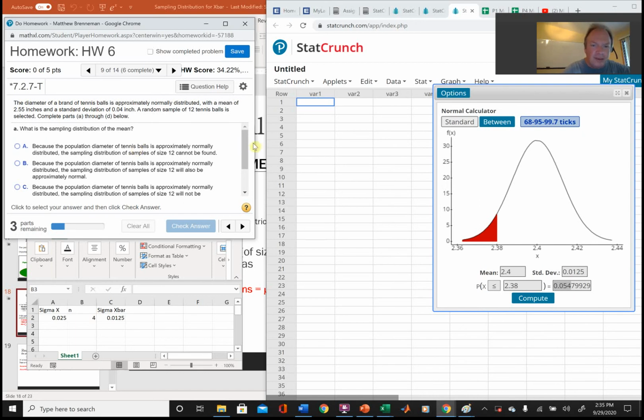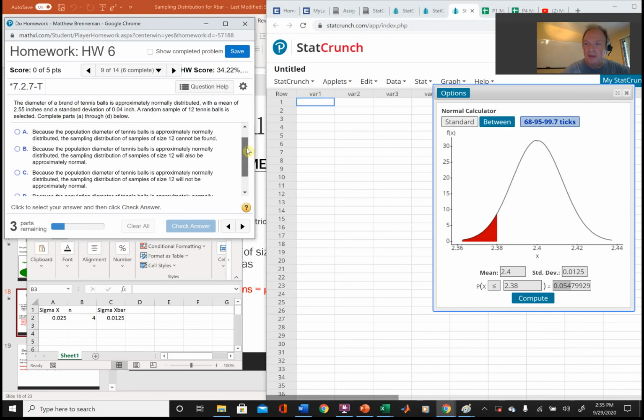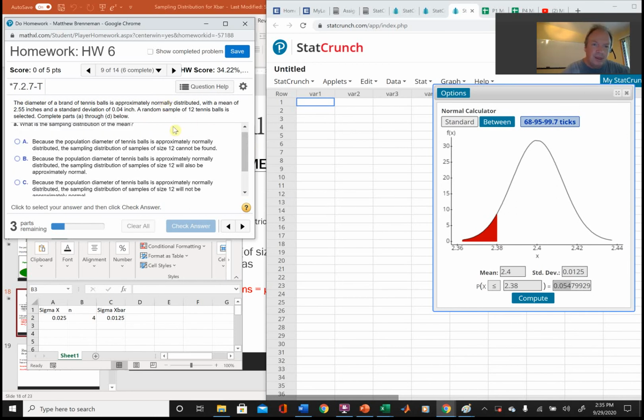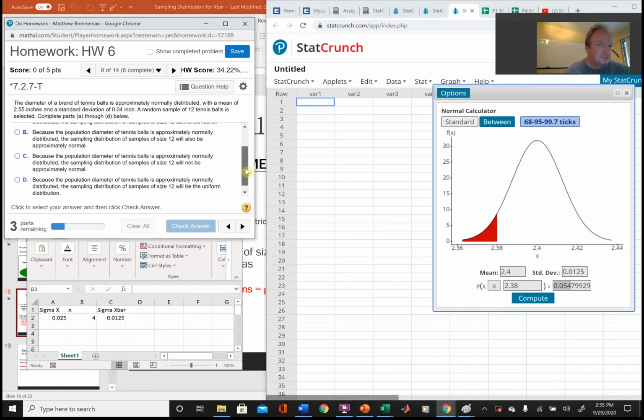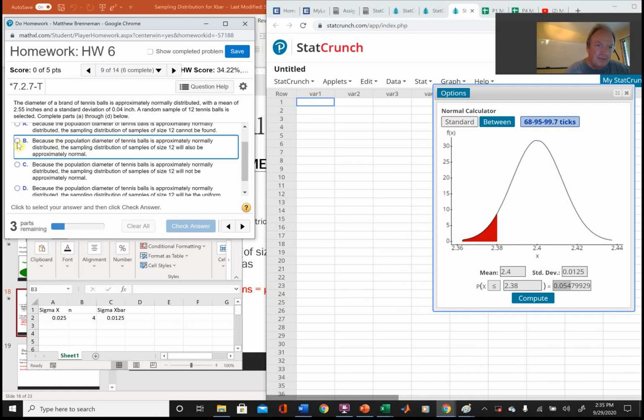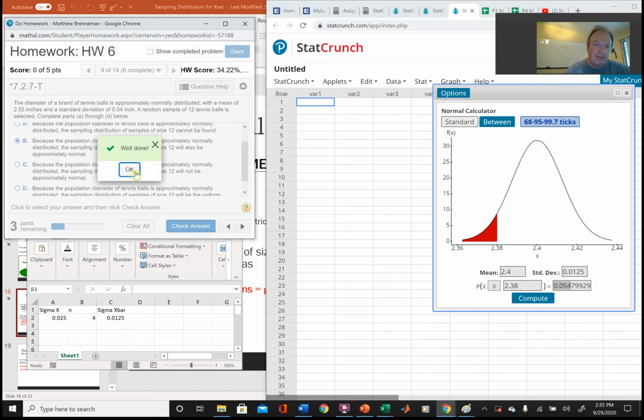But they really want to know what type of distribution. So we already know it's going to be normal because we took a random sample and we're told that the diameters are approximately normal. So let's read through these carefully. A is wrong. B could be right. C is wrong. And D is wrong. So it has to be B. So again, random sample, and if the variable has a normal distribution, you're automatically guaranteed that X bar has a normal distribution. You don't even have to worry about it.